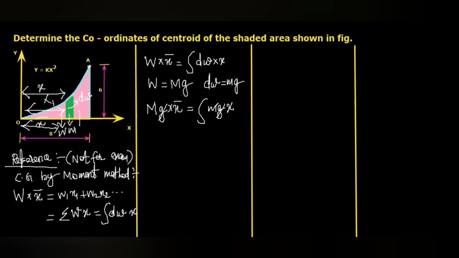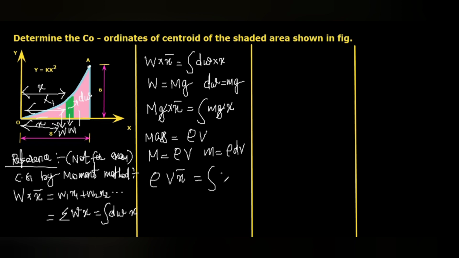So this gravity we can neglect. Then we can say mass equals density into volume. So capital M is density multiplied with capital V, and small m is density multiplied with dV, where dV is the volume of this considered strip. If you replace, we will get rho V x bar equal to the integral of rho dV x.